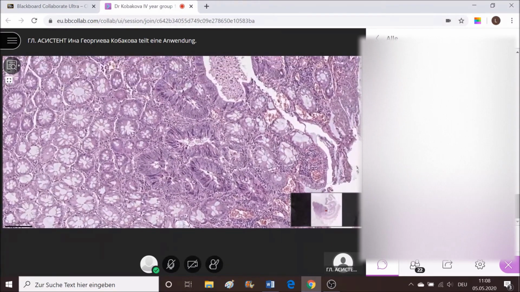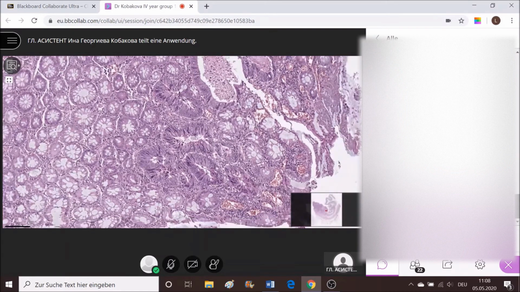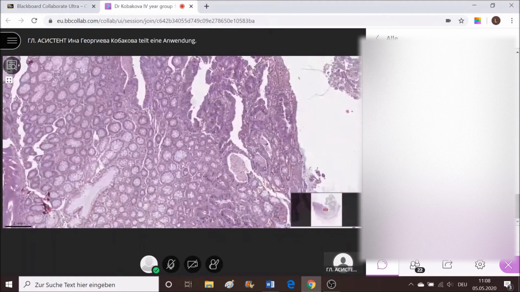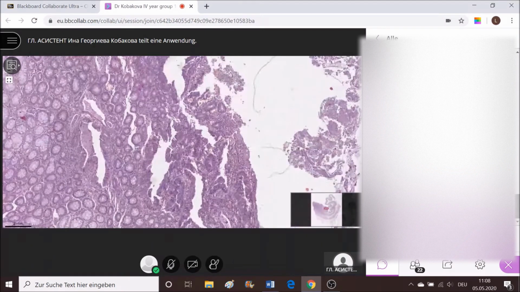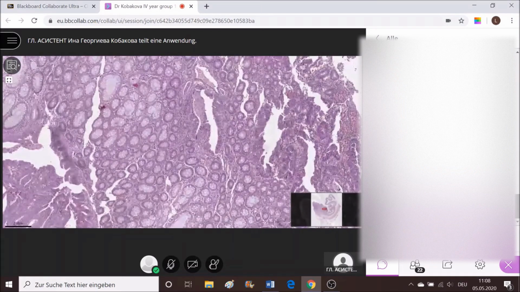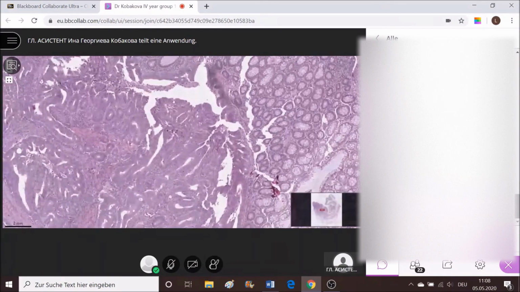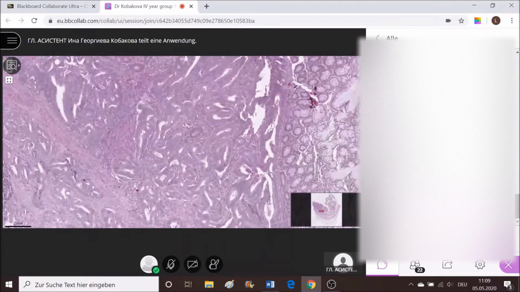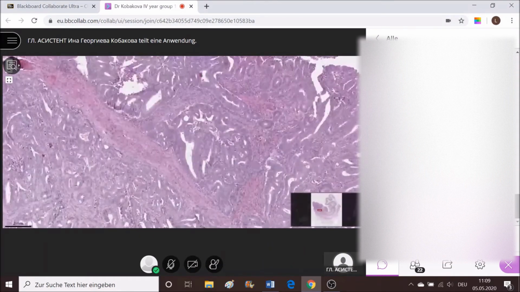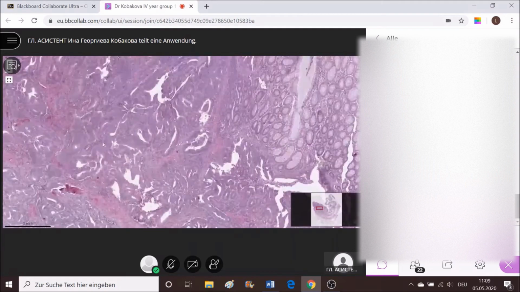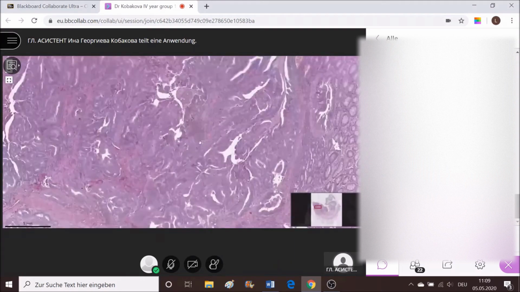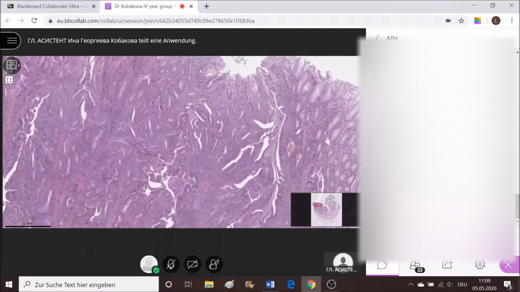So I will mark these changes as dysplastic changes with some inflammatory infiltrate around them. And again, if the pinch biopsy is from here, I will mark this as a field of dysplasia. But if the clinician takes a biopsy from this field here, let's move even further now. Take a look at these glands.